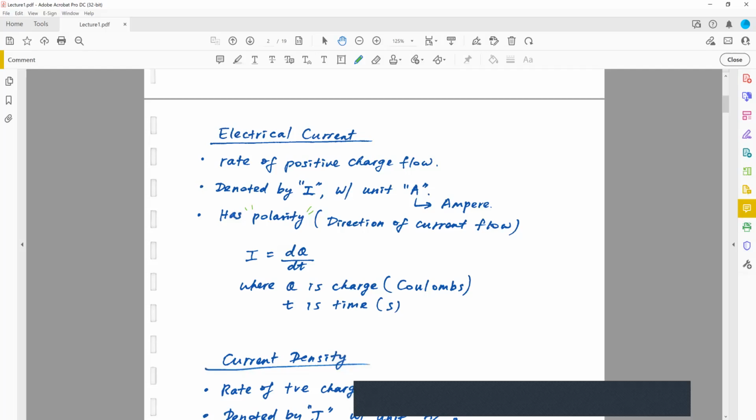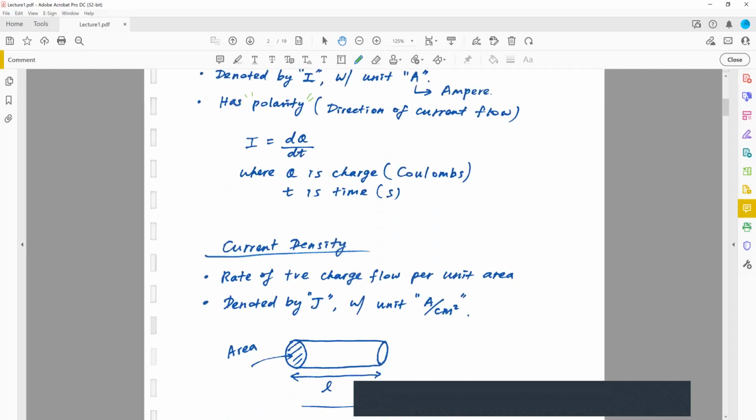So I is equal to dq over dt, change in the charge with respect to change in time. This Q is your charge in coulomb, and t is the time in seconds. So by taking the derivative dq over dt, you can find your current, okay? So this is yet another important equation that you will see again and again when we talk about capacitor and other time domain circuit analysis.